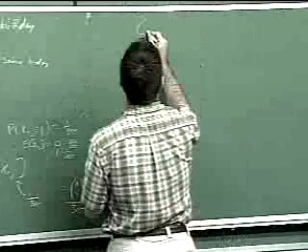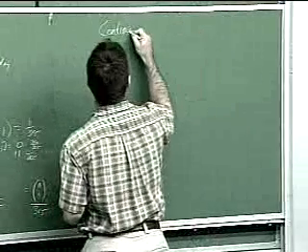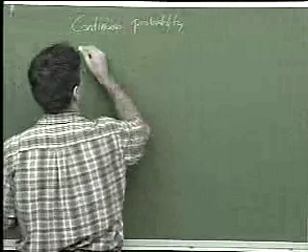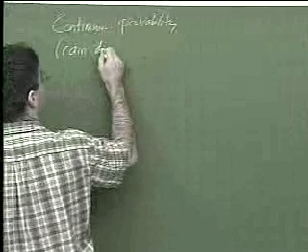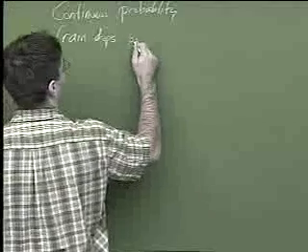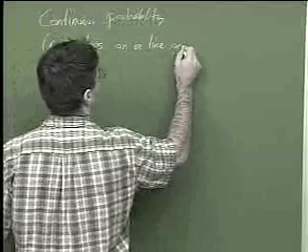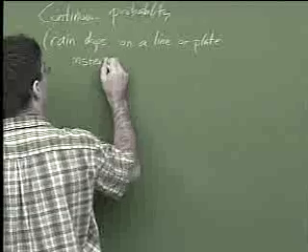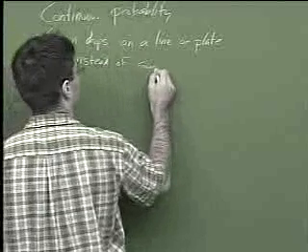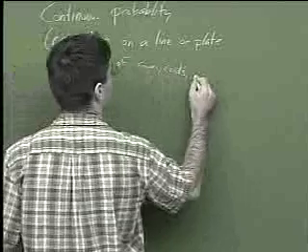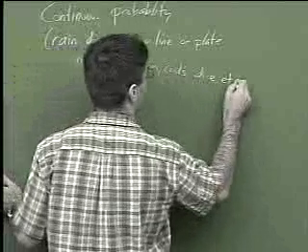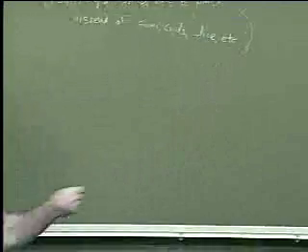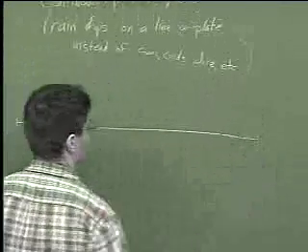So now we're moving to continuous probability. You've seen this before. It's probably raindrops on a line or plate instead of coin tosses. Instead of coins, cards, dice, etc., these things have discrete outcomes. Continuous probability has an infinite set of possible outcomes.